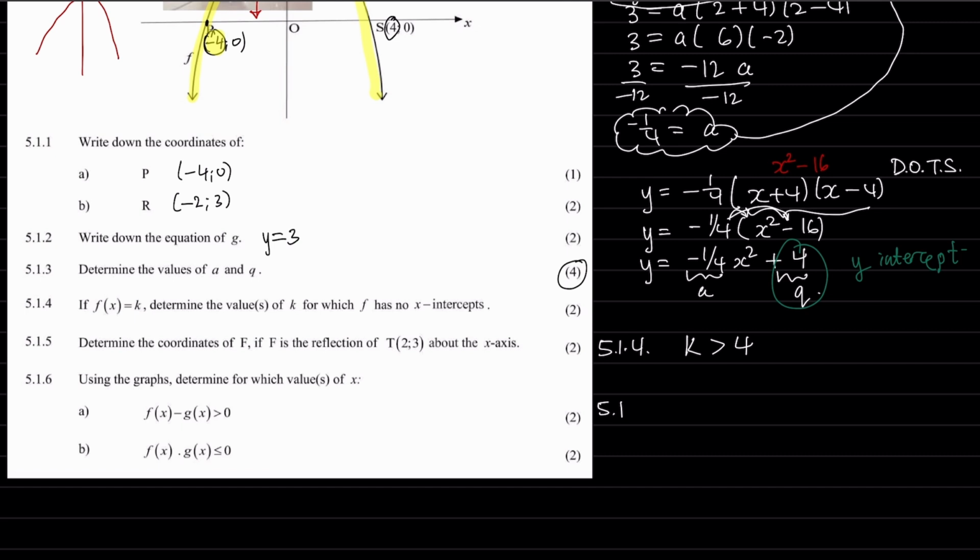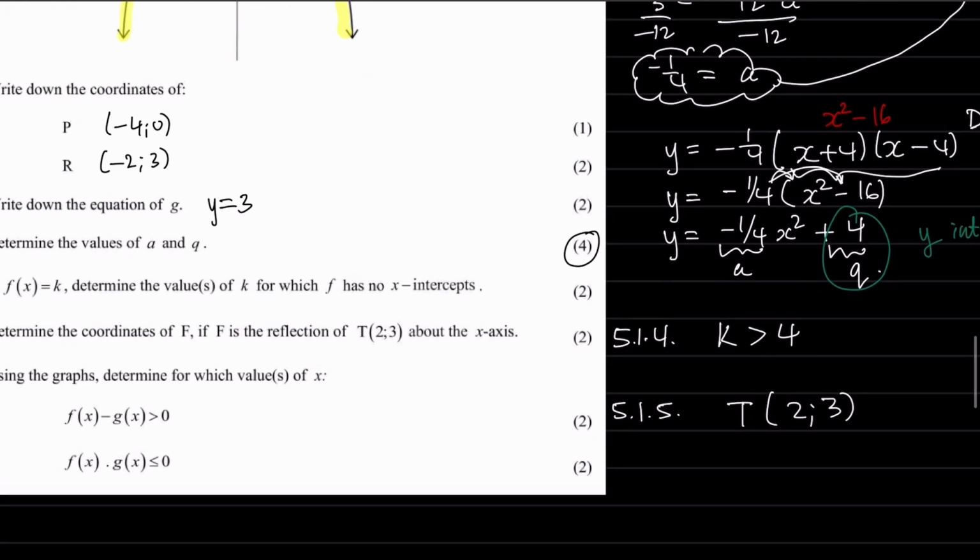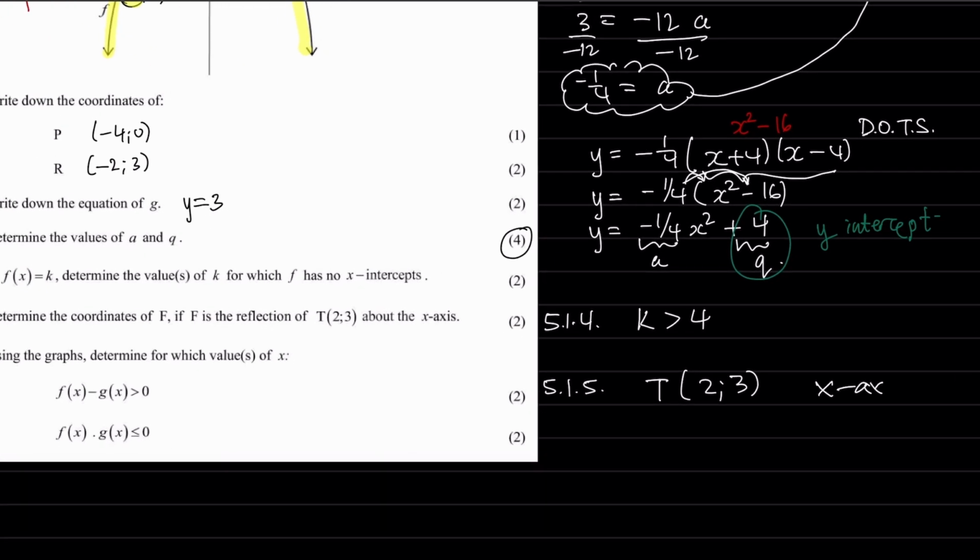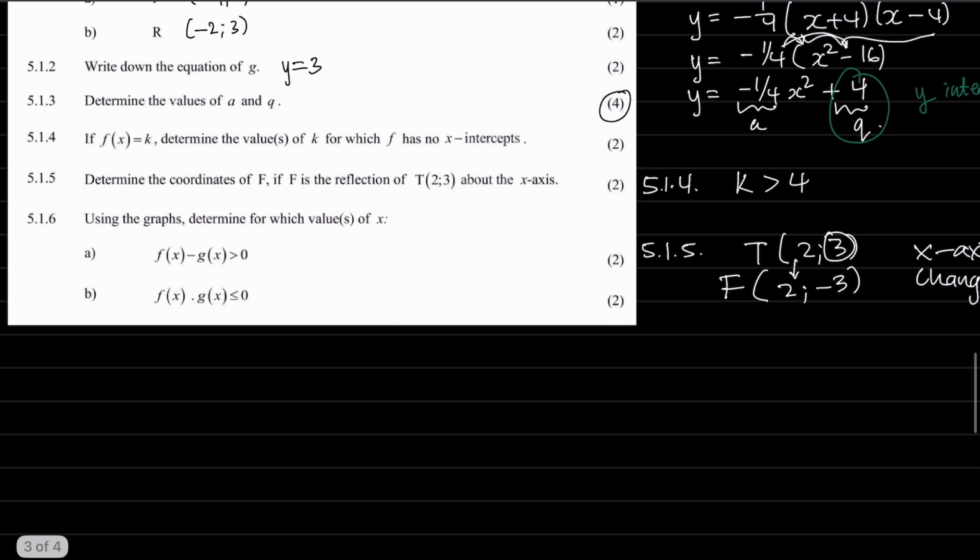Question 5.1.5. Determine the coordinates of f if f is the reflection of t about the x-axis. Okay, not a problem. So t is 2 and 3. Now, if you are reflecting about the x-axis, then you need to change y. So the new point f will still be 2, but the y value 3 will become minus 3. That's all. Now let's look at these next two questions.